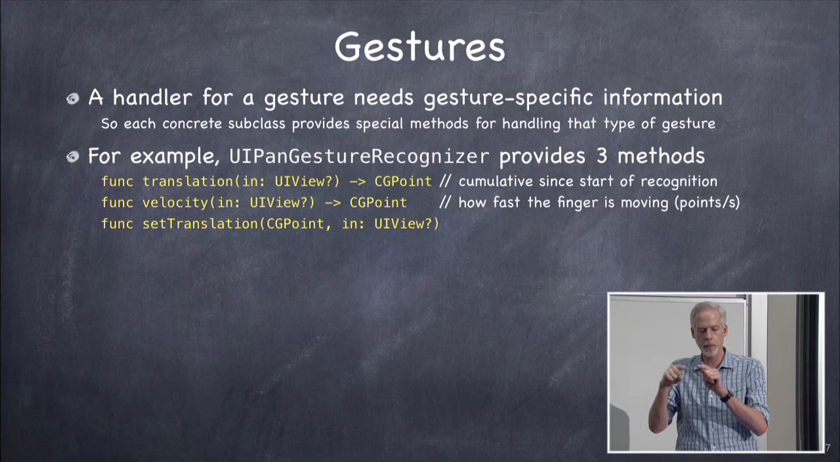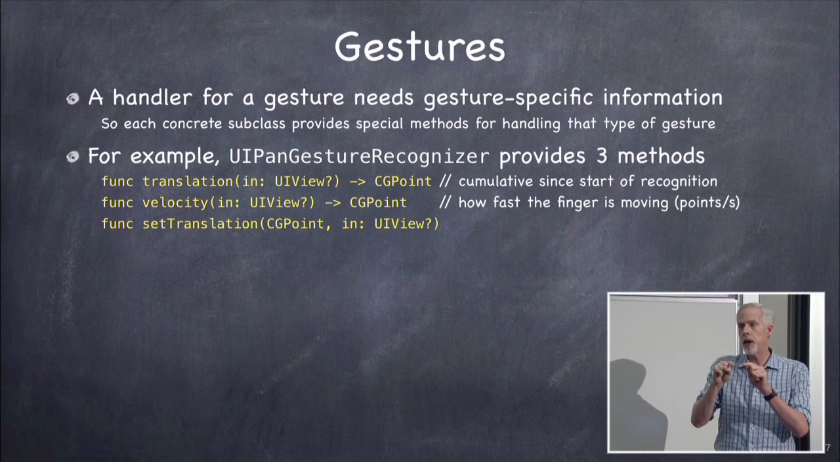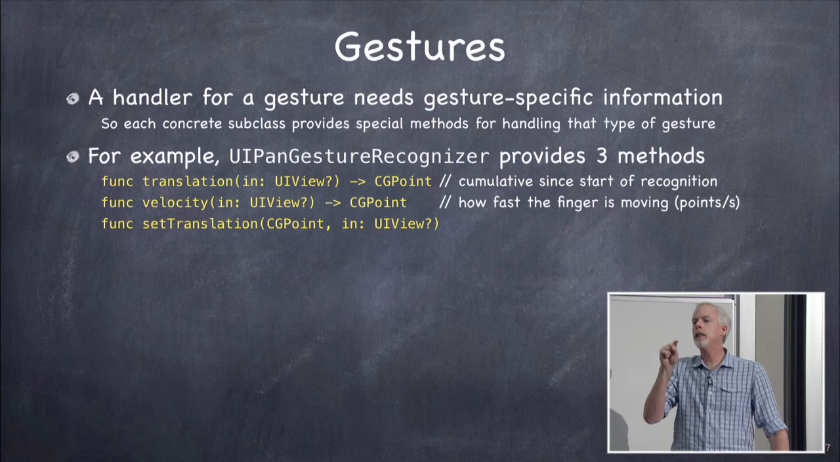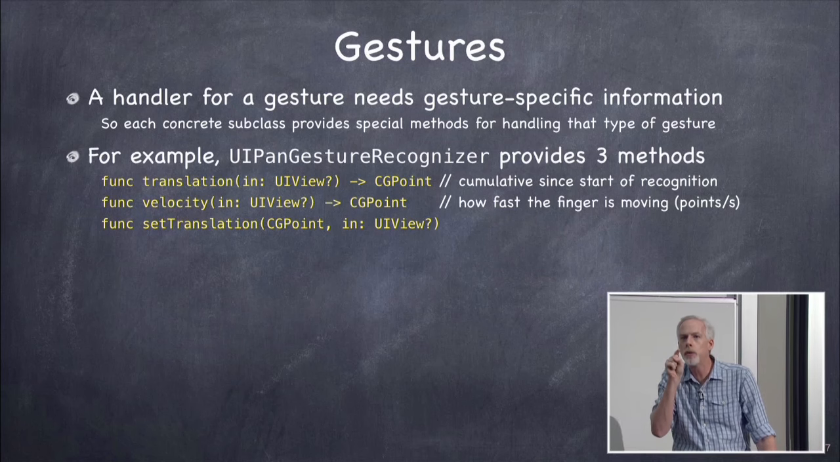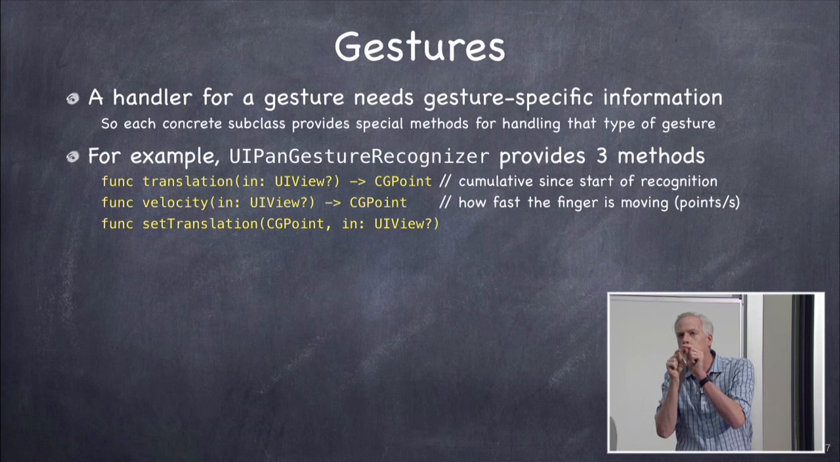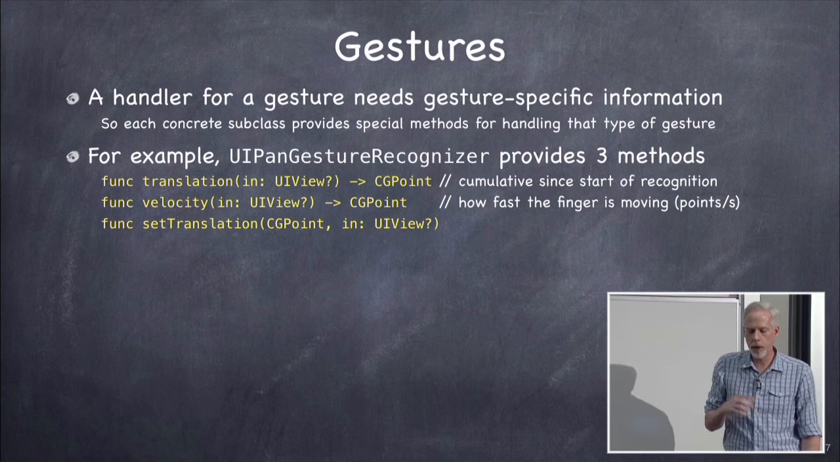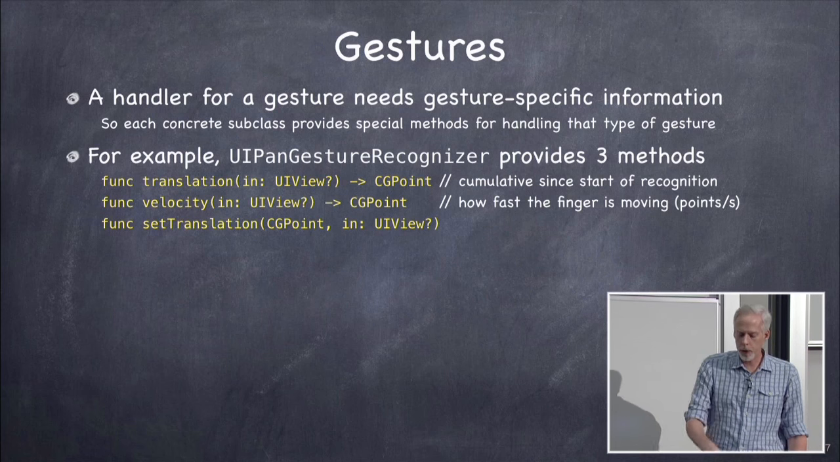Okay, X and Y. It's a CG point, so it's giving the X and Y where it's moved to since it started. Velocity says, how fast is the finger moving? Is the guy whipping it around, or is it going really slow? Because if it's going really slow, maybe you want to do very small drawing, and if he's whipping it really fast, you just want to move something around. Who knows? And then there's set translation.